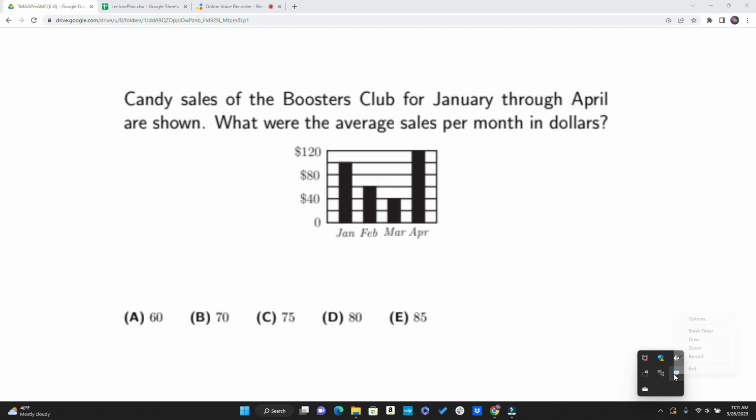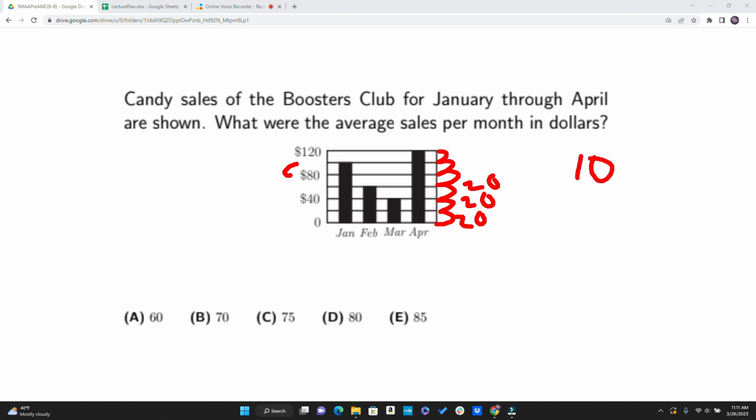All right. Candy sales of the Boosters Club for January through April are shown. What was the average sales per month? Well, okay, the first month we've got between 80 and 120, or one rung higher than 80. To travel from 0 to 40 is 2 notches, so every notch is increasing it by 20. We get 0, 20, 40, 60, 80. Another 20 is 100. So 100 in January, 40 plus 20, that's 60 in February, 40 in March, 120 in April.